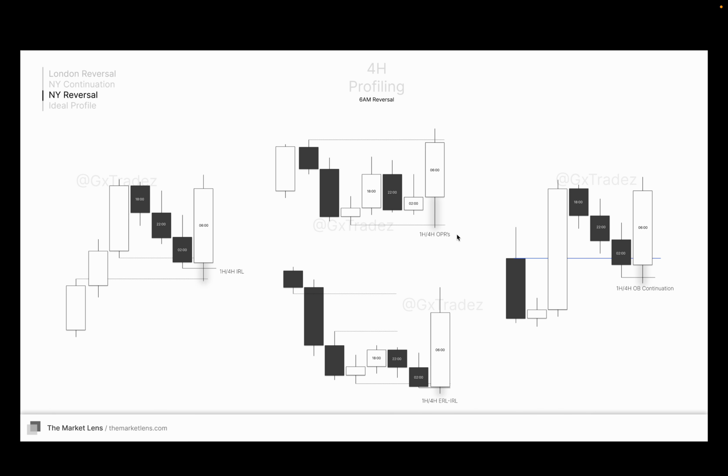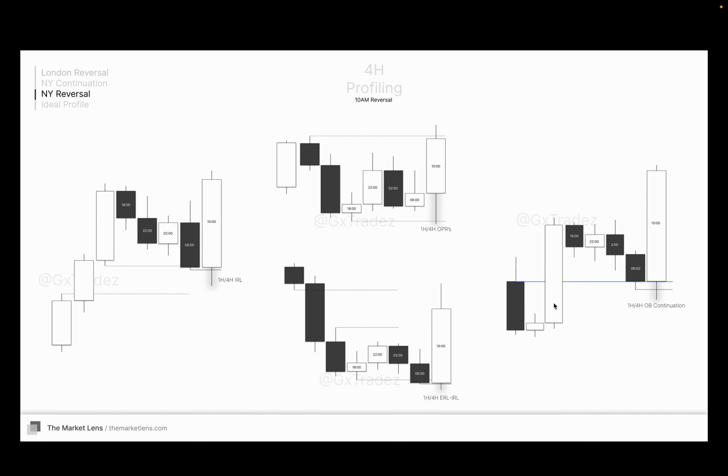So here's an example of order pairing ranges, where the previous session consolidates. Well, we want 6 a.m. to go and manipulate, right? As long as it has that small wick, we can trade it. If it doesn't have that small wick, we can't trade it. Then you'd be trading the 10 a.m. continuation, right? So here's an example of external to internal in just an order block continuation, basically.